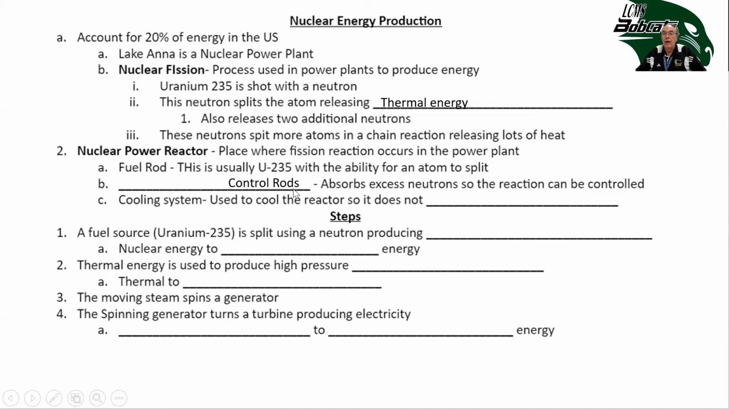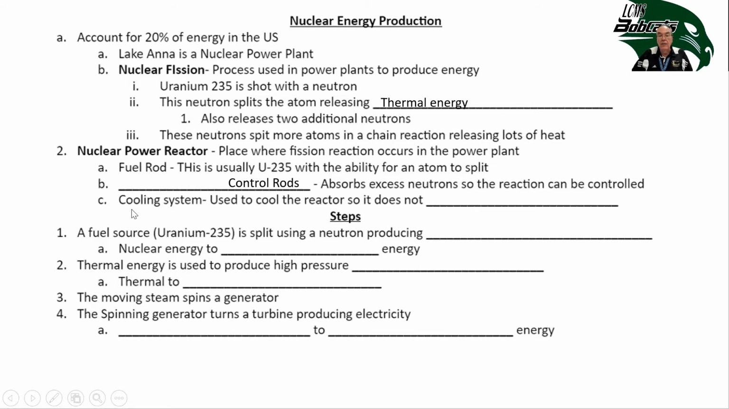Then they put control rods in here, and the difference between a power plant and a bomb is these control rods. Basically they're rods that they stick down in there and they absorb some of the atomic particles so that they can control this chain reaction so that it doesn't get out of control.